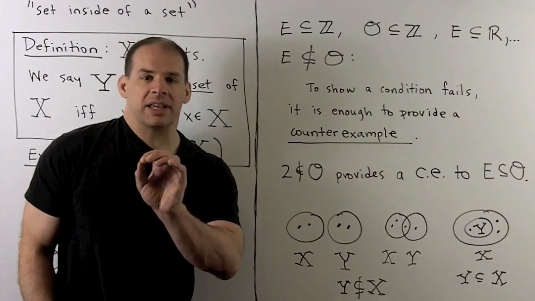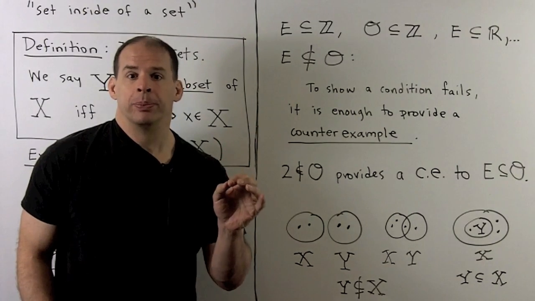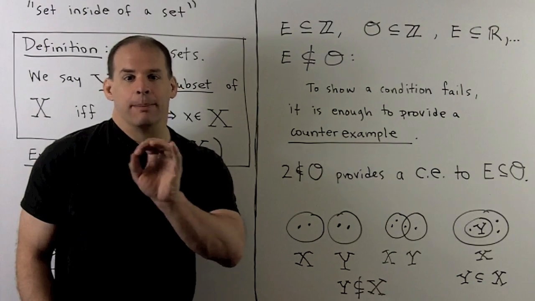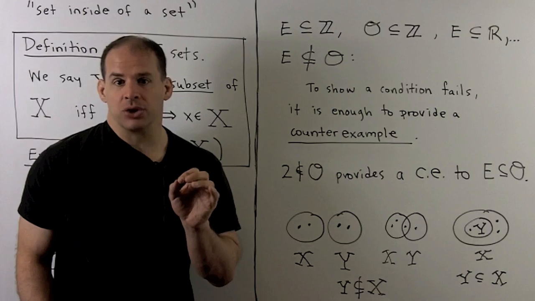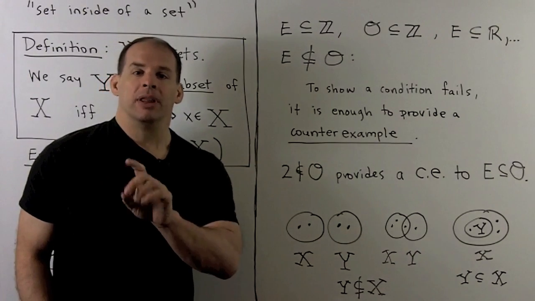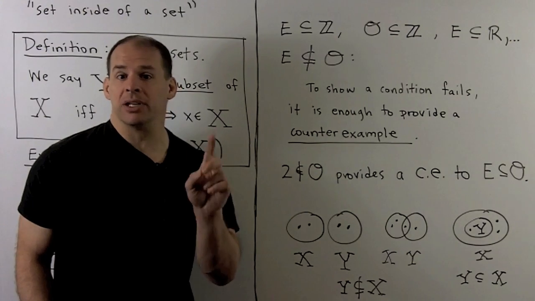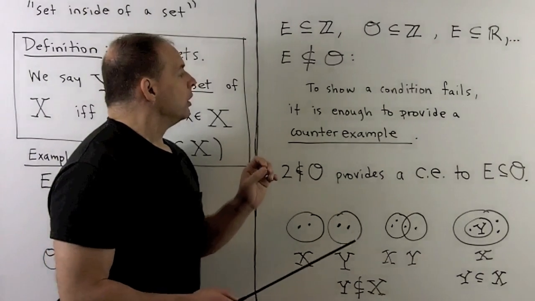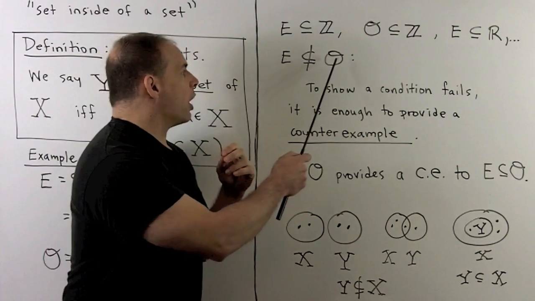Now, we've spent time with constructing proofs, showing when statements are true. How do we show that a statement's false? Well, if our statement has many cases, it's enough just to show that one of those cases fails. That's what we call providing a counterexample. So, this is not an elaborate argument. You just show that it fails in one spot, and then the whole statement is false. So, what we want to do is show that we can find a counterexample to the statement that E is a subset of O.